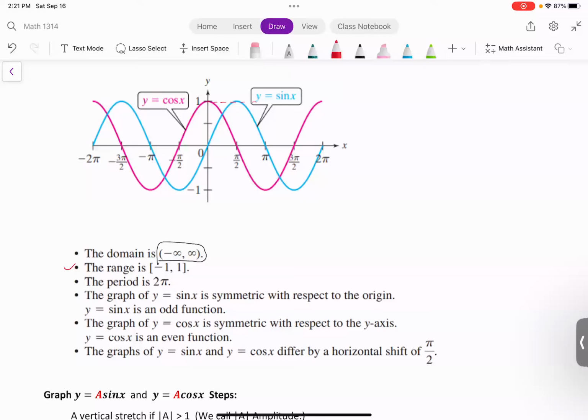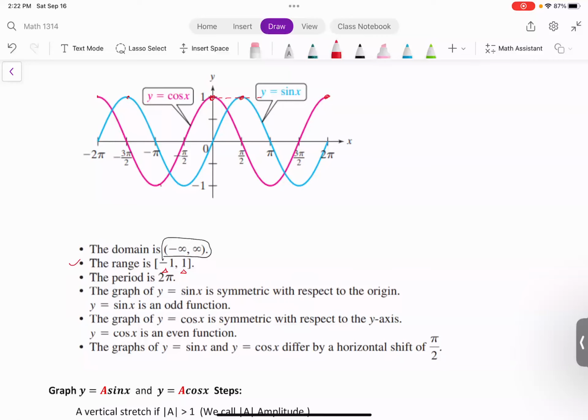You see, this point, this point, this point, these are all the highest points. Their value is 1. So the maximum is 1. How about the minimum? Minimum here, here, here, and here. So the range is between -1 and 1, and they are all included in the interval notation.